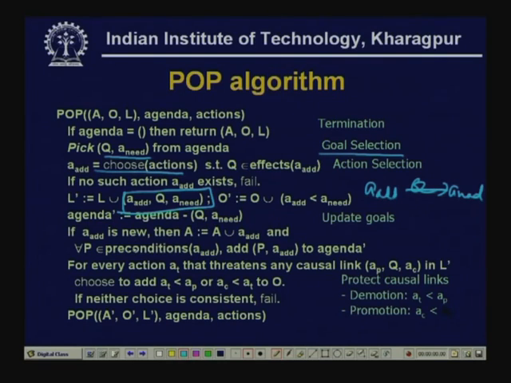If a new step is added, then I union it with the step list, and for each precondition of the new state we add it to agenda. For every action AT that threatens any causal link, we choose to add that AT is before AP or AC is before AT, etc. If neither choice is consistent, fail.